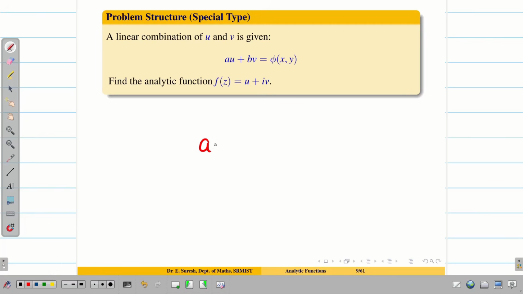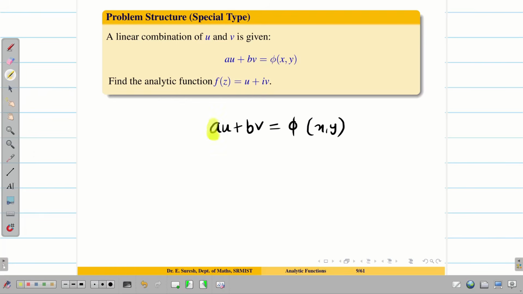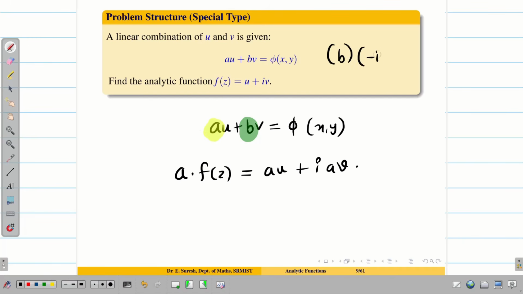If the problem is given in terms of a linear combination au plus bv is equal to some function phi of x comma y, to find the analytic function f of z is equal to u plus iv, we are going to use method 1. So we can convert the problem as always real part. To achieve this, first take the coefficient of u and multiply with f of z. So we get au plus i into av. Next we have to take the coefficient of v, that is b, and always multiply with minus i, that is minus ib. Now multiply this minus ib with f of z.